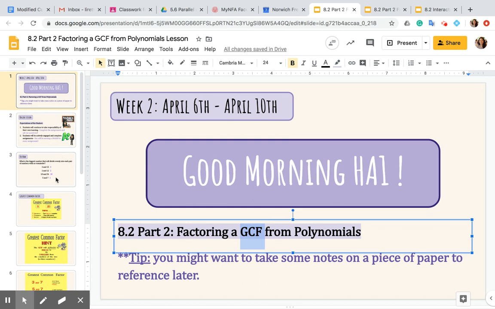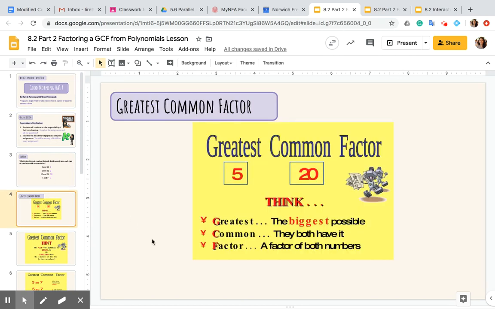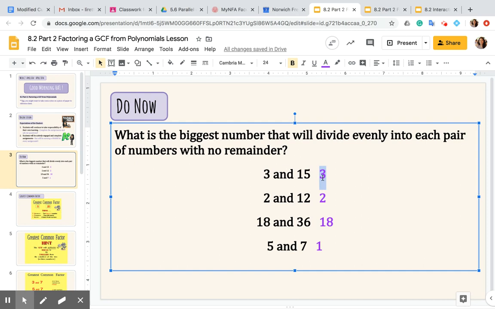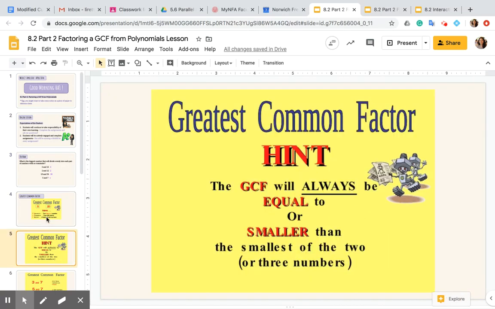A GCF, if you're not sure what those letters stand for, it stands for greatest common factor. Okay, so greatest, you're trying to find the biggest number possible. Common means they both have it in common. And factor is a multiplicative building block, okay? So for example, if I look at the number 3, 3 is a factor of 3 and 15. You can multiply 3 with 1 to get 3 as your answer. You can multiply 3 with 5 to get 15 as an answer. It is a multiplicative building block of both of these numbers. In other words, it is a factor. Okay, so that's what greatest common factor stands for, and that's what this lesson's all about.